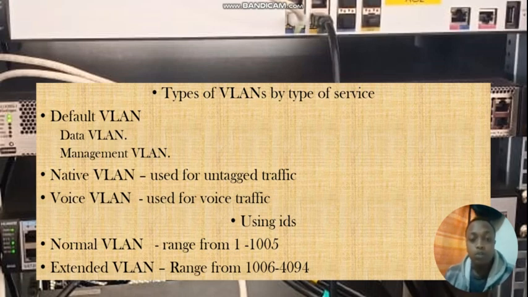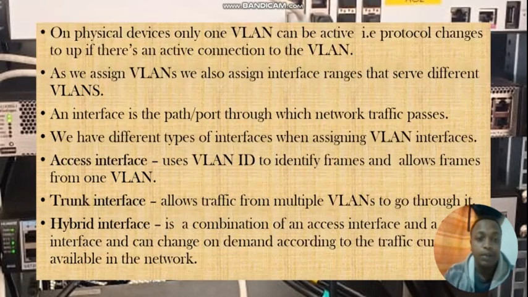We also have what you call the extended VLAN, and these basically provide more space. If you have more VLANs in your network and you need to accommodate them, then you're basically going to use the values from 1006 to 4094. Those are the values for the extended VLAN.